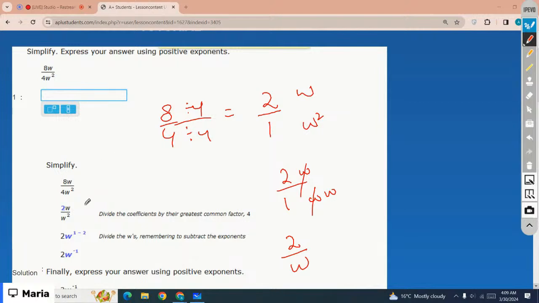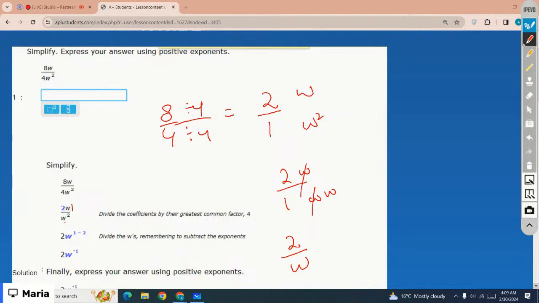Or either you can do it like this. Here you have the exponent 1 and here you have the exponent 2. So you can move this on in the numerator and w exponent 1 minus 2. That means w exponent negative 1, and you can write it in the denominator to make it positive. That would be 2 over w, right?